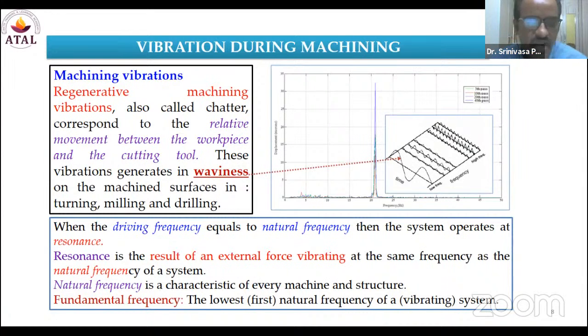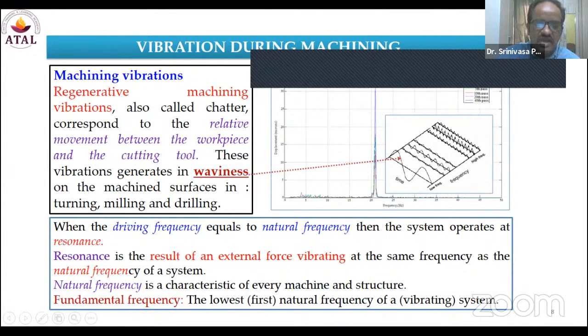Now, I think I understood: condition monitoring is going to act as a doctor to the machine. The natural frequency is a characteristic of every machine and structure. The fundamental frequency is another important terminology, most commonly used in research publications on vibrations in machining. It is the lowest natural frequency of a vibrating system. You can see it as the first signal, the first peak.